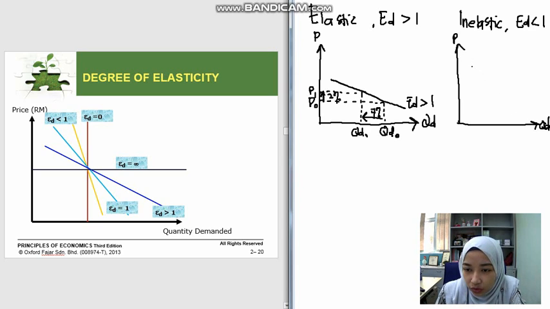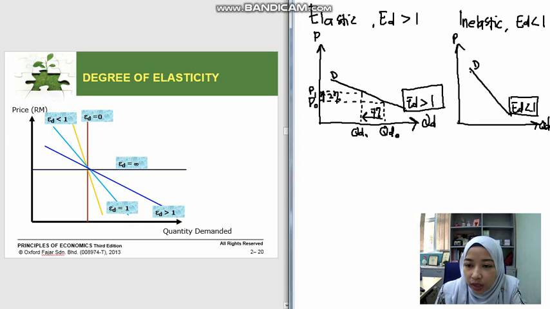Okay, so you draw a steep demand curve. So this is considered as inelastic demand curve. This is actually a demand curve. I label it as D. This is D. This is just to show that the demand is elastic. This one is to show that the demand is inelastic.